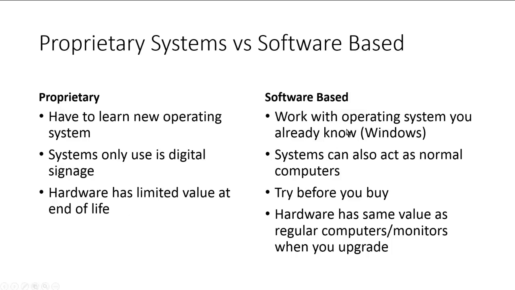With a software-based system, you're working with an operating system you already know, such as Windows. These systems can also act as normal computers, so you can create digital signage systems that work within your entire organization as digital signage when they're not in use, but the rest of the time they can act as normal computers. And the nice thing about this kind of software is you can try before you buy, whereas if you've installed a very large, expensive system in your facility, you're stuck with it. And the hardware at the end of life, like when you upgrade to new hardware, has the same value as regular computers and monitors when you upgrade.